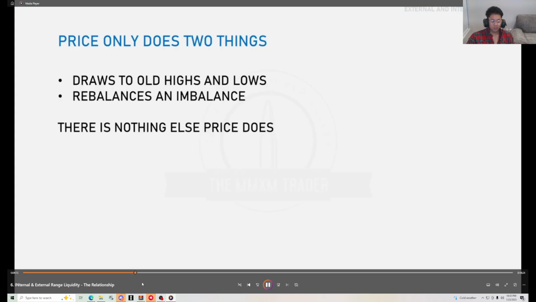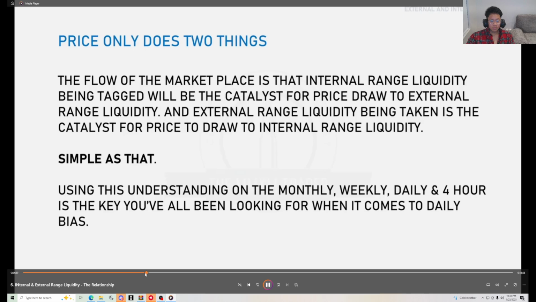And let's say we are in bearish order flow and we take out an old low. There's probably a fair value gap in a premium level on that same structure. We can look to trade and buy into that. Old internal range liquidity being tagged will be the catalyst for price to draw to external range liquidity, and vice versa. And external range liquidity being taken.